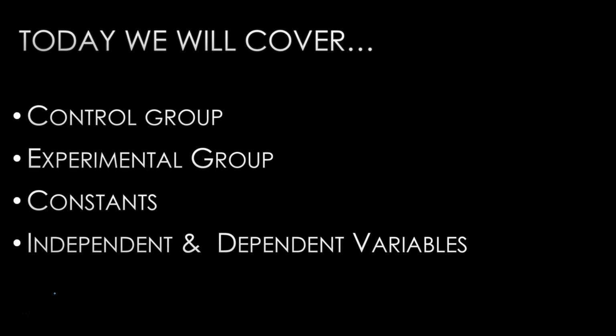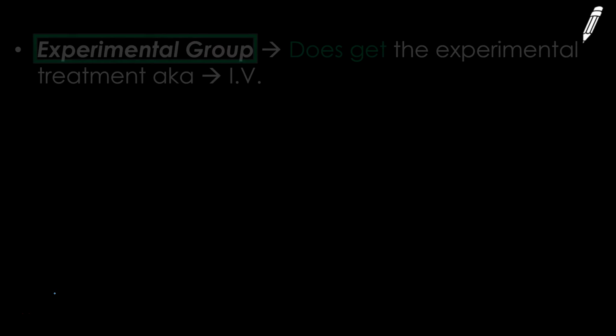So today we're going to cover the control group, experimental group, the constants in an experiment, and we're also going to touch upon the independent and dependent variables one more time. So let's take a look at this. Go ahead and take note of this slide, please.